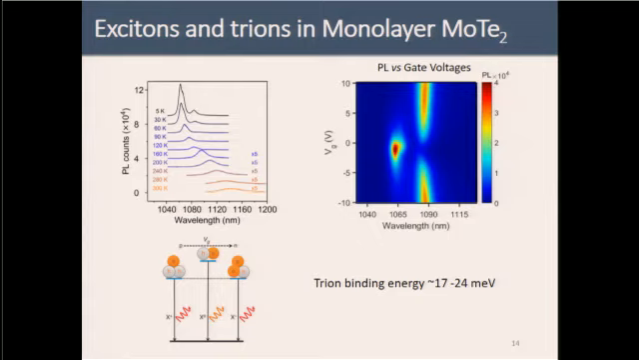So you can see from this data, we can estimate that there is a binding energy of these charged excitons, and the binding energy is estimated around 17 to 24 millielectronvolts. This means in this quantum material, the state of the charged exciton has a lower energy compared to the neutral exciton.